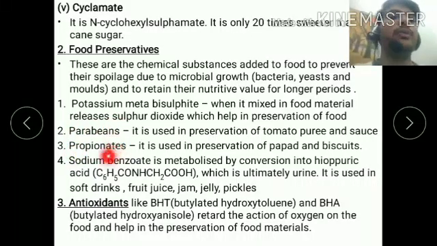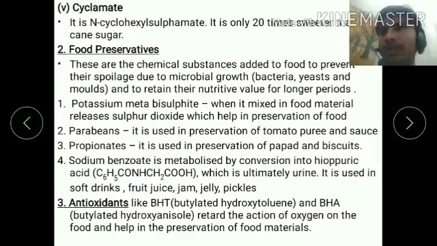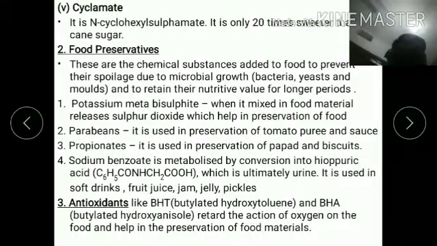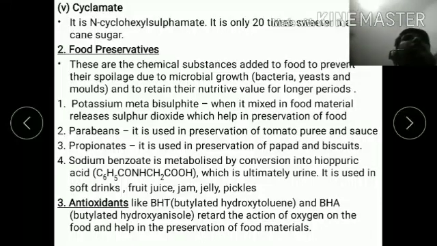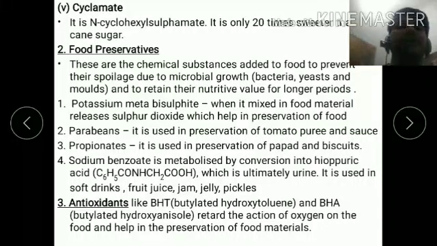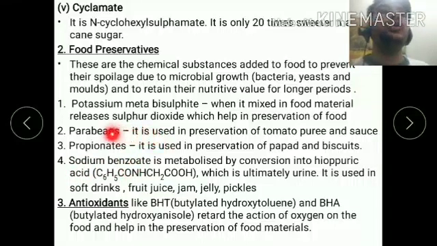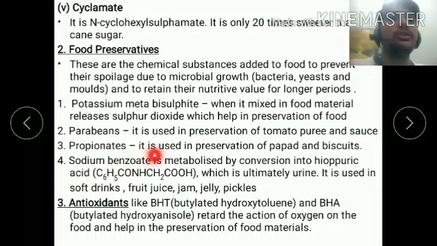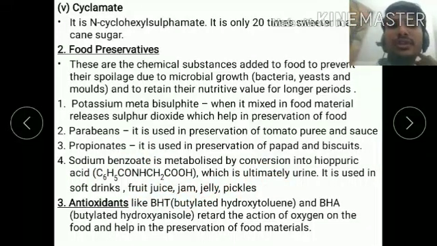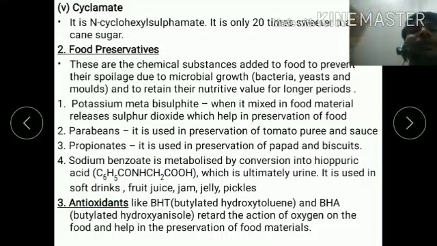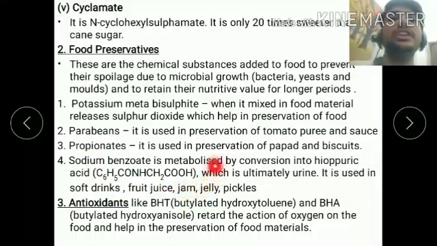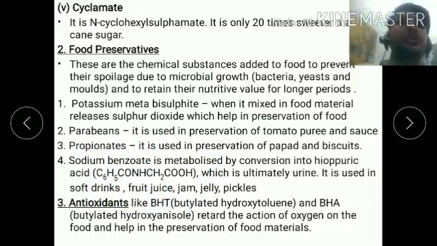Then propionate. Propionate is used in papad and biscuits. When you open the wrapper of papad, you see some gases and some chemicals present. This is the propionate. Sodium benzoate is the most common chemical used in food. Sodium benzoate is used in jam, jelly, pickle, fruit juice and soft drinks for preservation. The formula is C6H5CONHCH2COOH. That is the formula of sodium benzoate.